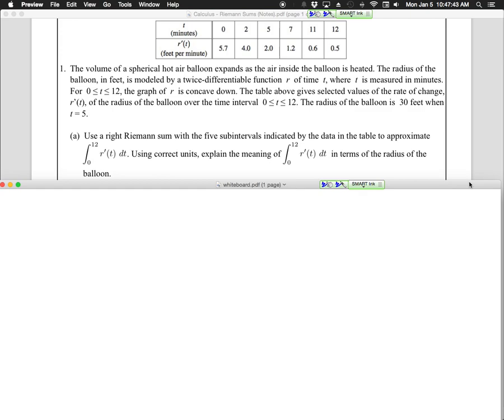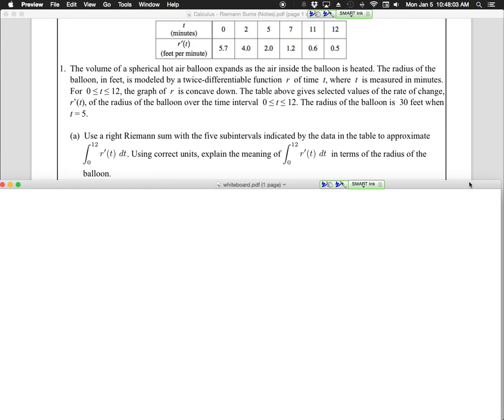So let's read this whole thing, and then we'll get into what we're going to be doing today. So it says the volume of a spherical hot air balloon expands as the air inside the balloon is heated. The radius of a balloon in feet is modeled by a twice differentiable function r of t, where t is measured in minutes. Between 0 and 12, the graph of r is concave down.